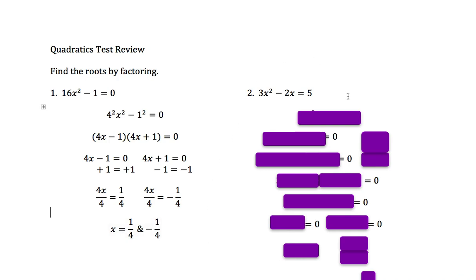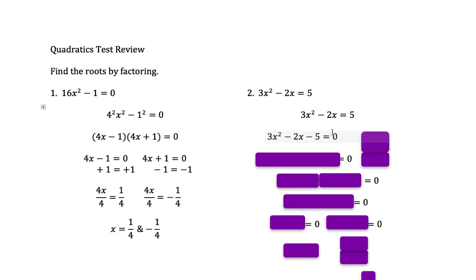All right, moving on to problem number 2. This one, notice that the equation is not equal to 0. So we need to move this 5 over to get it to equal 0. And to do that, we've got to subtract 5 from both sides. So when we subtract 5 from both sides, we get 3x squared minus 2x minus 5 is equal to 0.